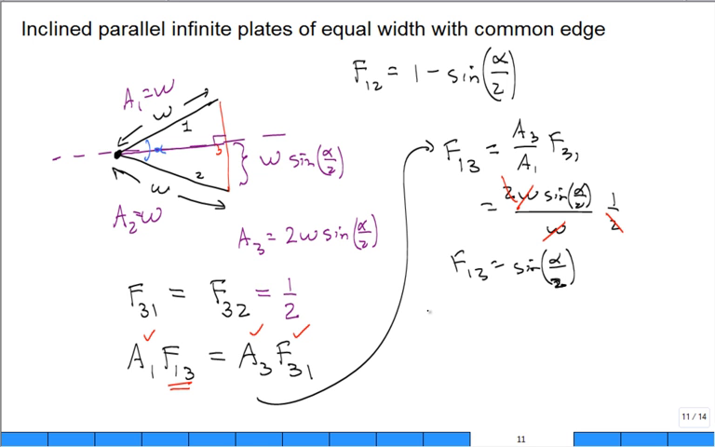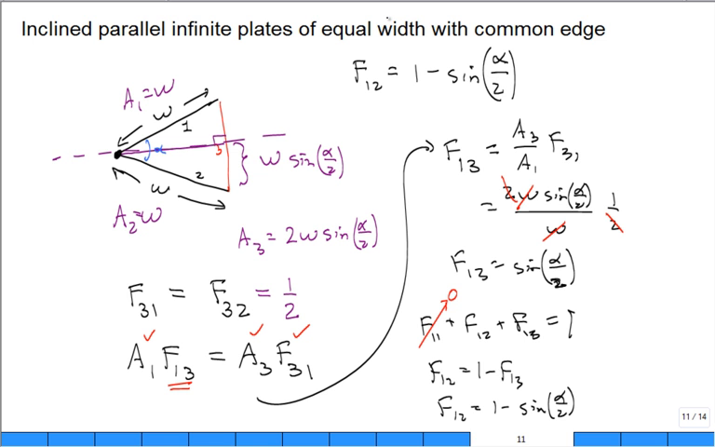We go back to the summation rule. We say the view factor 1 to 1 plus the view factor 1 to 2 plus the view factor 1 to 3 is equal to 100%. The view factor 1 to 1 is 0 because it's a flat surface. So now finally we get that the view factor 1 to 2 is equal to 1 minus the view factor 1 to 3. So the view factor 1 to 2 is 1 minus sine of alpha over 2. Done, right? There are a lot of configurations, and a lot of these view factors are tabulated and put in equations or plots in the chapter.